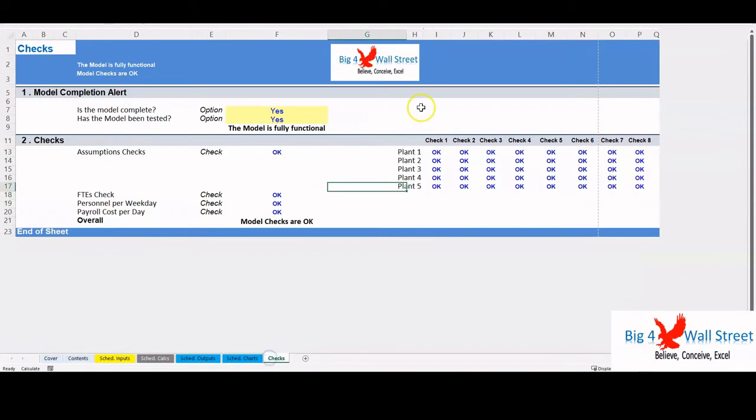Finally, the Checks tab is where the most critical checks are aggregated. Whenever you see an error message in any page, you should consult this page to see where the error is coming from. And that's it.